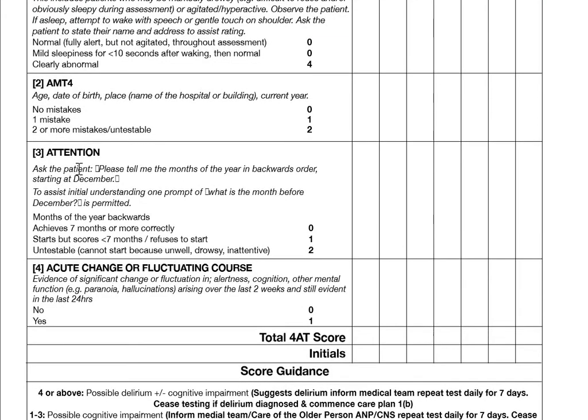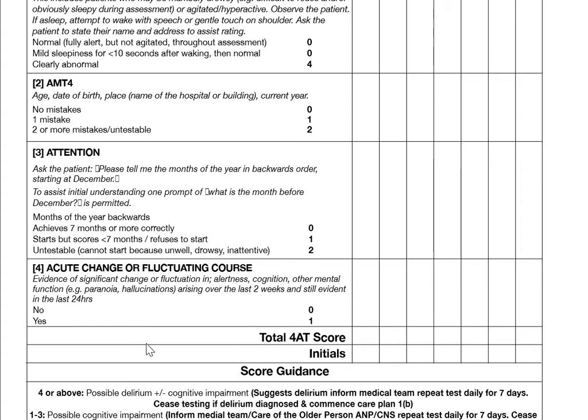The next section is attention. Ask the patient, please tell me the months of the year in backwards order, starting at December. So to assist the initial understanding, one prompt of what is the month before December is permitted. So for the months of the year backwards, if the patient achieves 7 months or more correctly, they get a score of 0. If they start, but they score less than 7 months or refuse to start, a score of 1. If they're untestable, they cannot start because they're unwell, drowsy or inattentive, a score of 2.